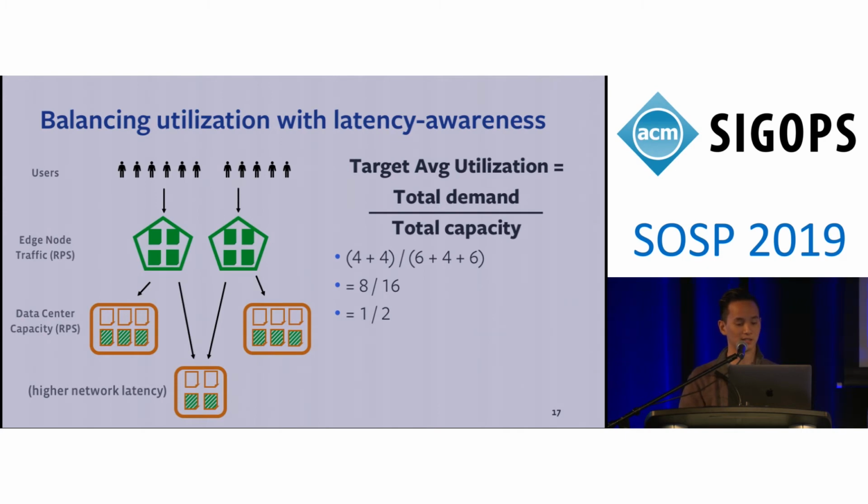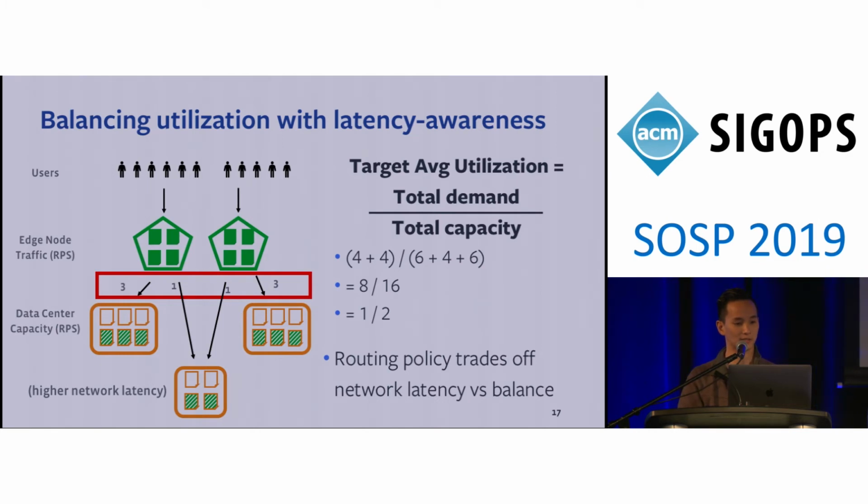So next, Taiji needs to decide how to allocate the traffic to optimize for the network latency. And the strategy here is to send as much traffic from an edge node to its closest data center without exceeding this target utilization. So in this example, what will end up happening is that each edge node will send 3 requests to its closest data center and 1 to the further away data center. So what you'll notice is that in this routing policy, it trades off network latency for balanced utilization. And we designed Taiji to be customizable so that service owners can configure how to trade off these 2 goals in a way that's best for their service.